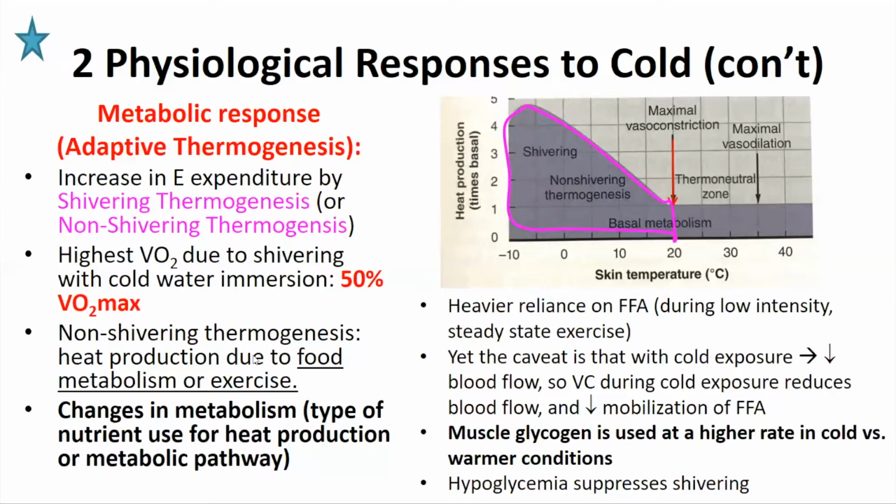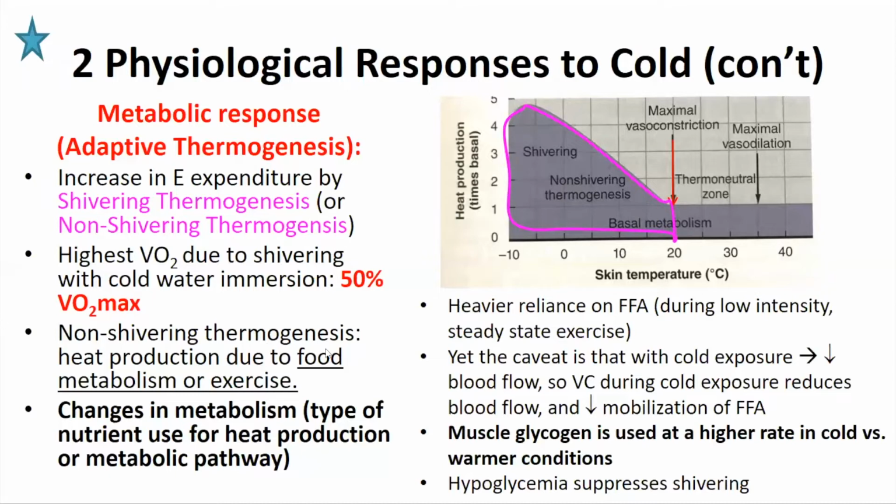So remember, shivering only uses glucose as its fuel. So it's not an effective way to stay warm because you'd be wasting all your glycogen that you've stored. So the highest VO2 that was measured due to shivering with cold water immersion was 50% of somebody's VO2 max, which is pretty high. So you can imagine how quickly you would go through that glycogen if you were to shiver.